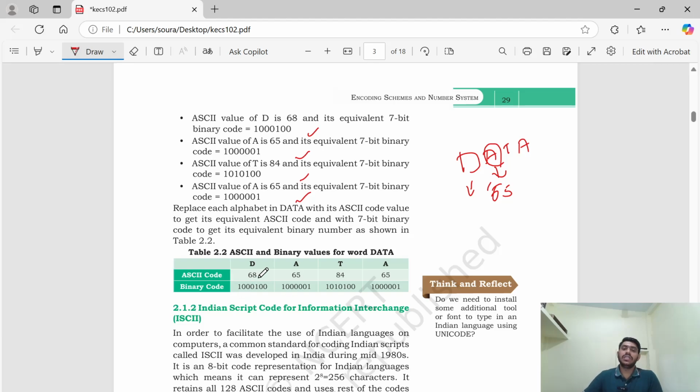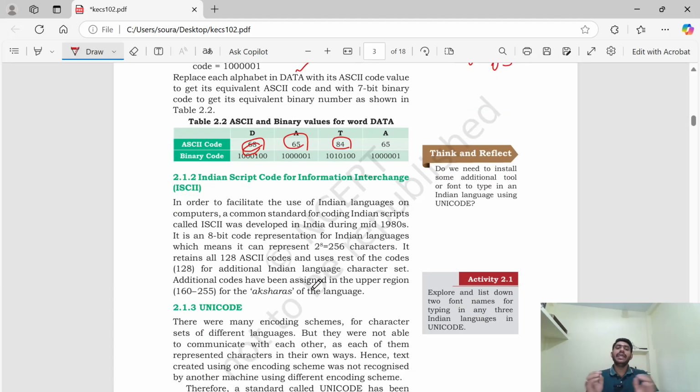You can see 68, 65, 84 and 65. How it will be converted to binary, we will know when we read about the representation of the number system, how they are representing it through the number system. Right now we are just focusing on different encoding schemes and how they encode the different characters from the keyboard. Clear my point? Then move to the next one, Indian Script Code for Information Interchange, that is ISCII.